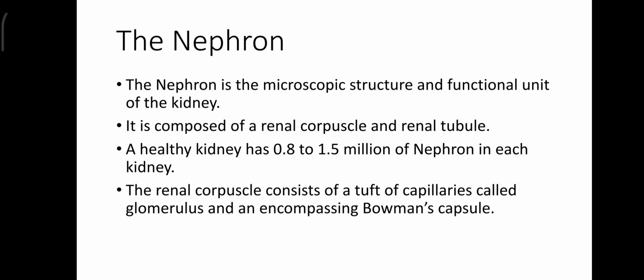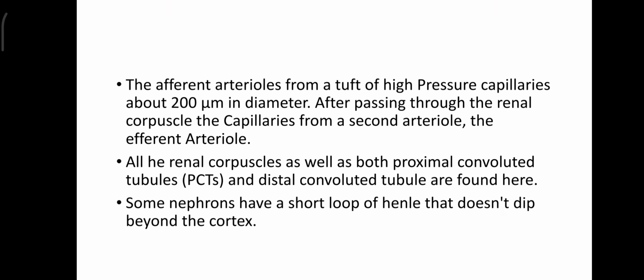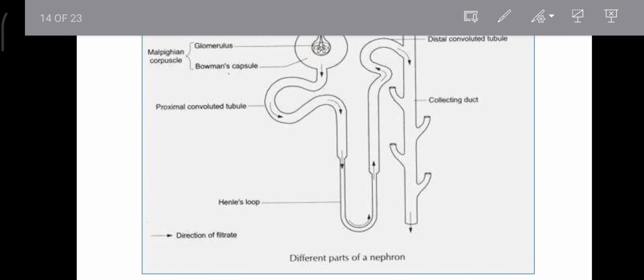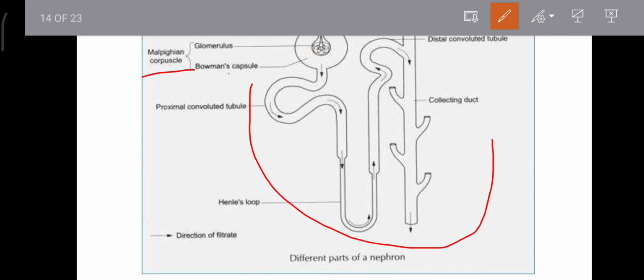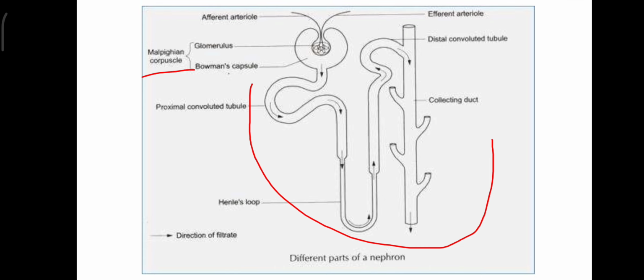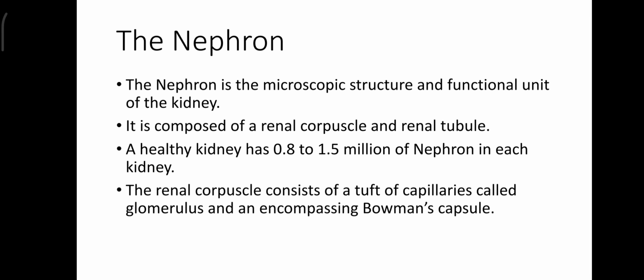Next, the nephron. The nephron is the microscopic structure and functional unit of the kidney. It is composed of a renal corpuscle and renal tubule. This is the picture of a nephron. The nephron is mainly composed of the renal corpuscle, also called the Malpighian corpuscle, and this whole area is called the renal tubule, that means the collection of tubes. A healthy kidney has 0.8 to 1.5 million nephrons in each kidney.